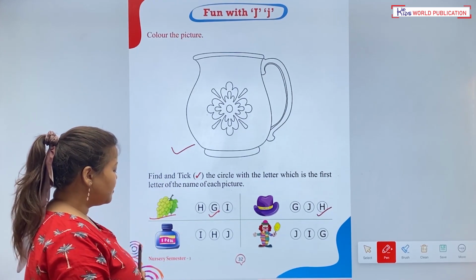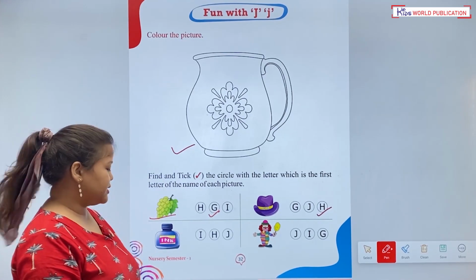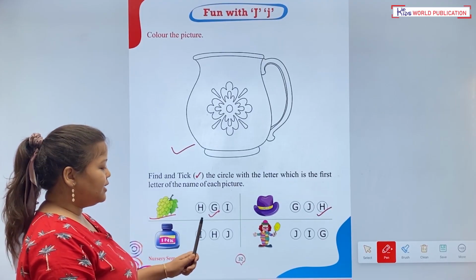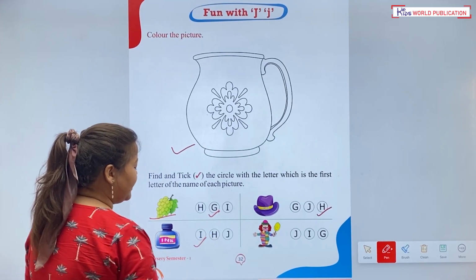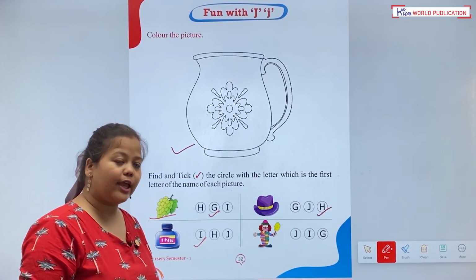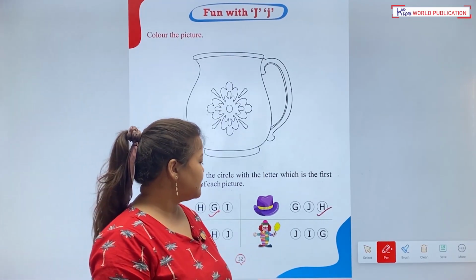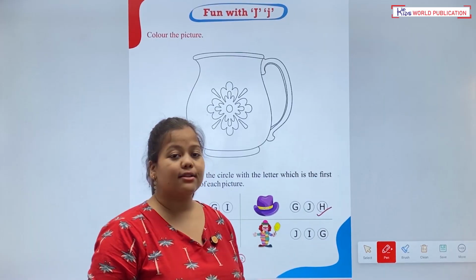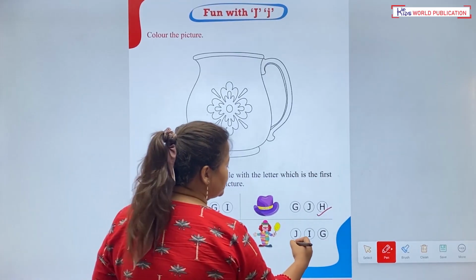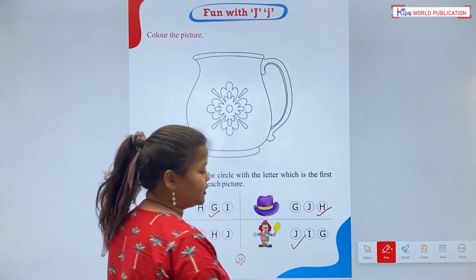This is the picture of ink pot. I-H-J. The right answer is I. I is the first letter of ink pot. This is the picture of Joker. J-I-G. The right answer is J. J is the first letter of Joker.